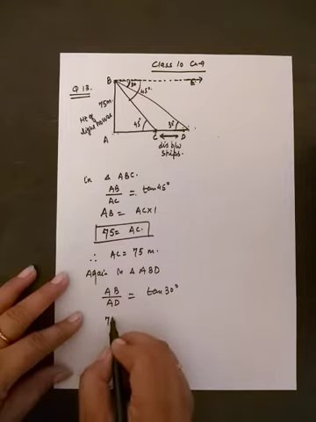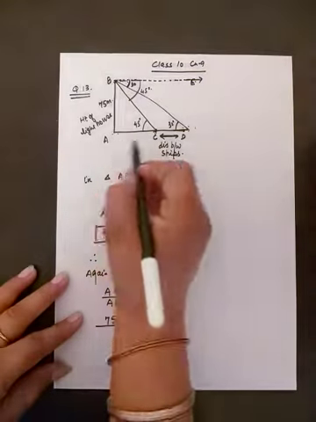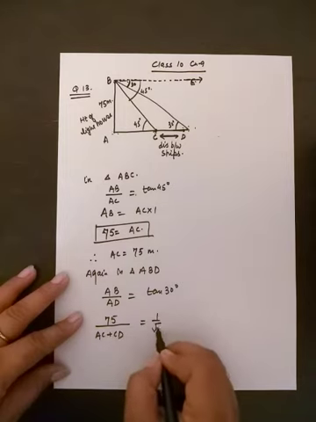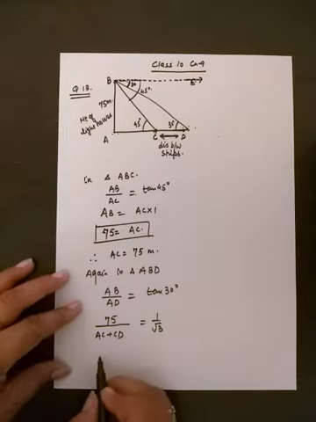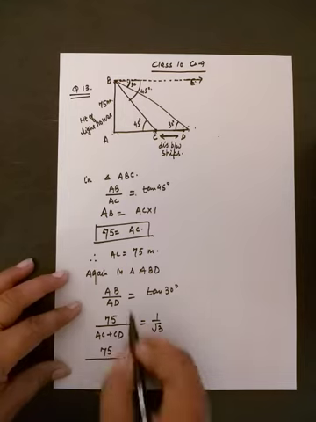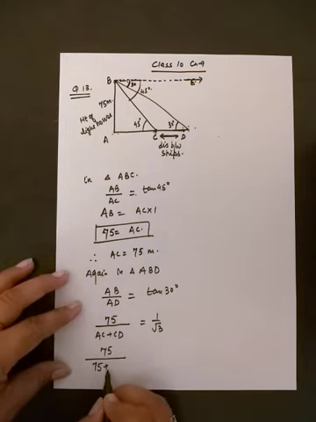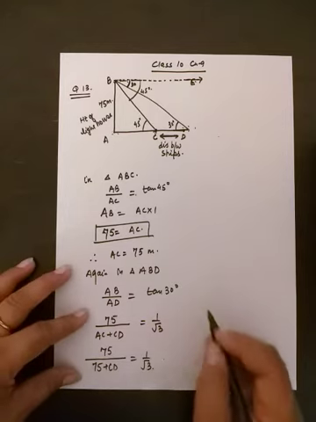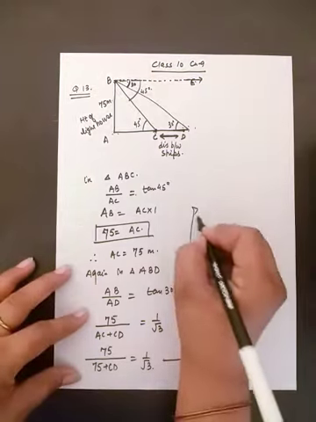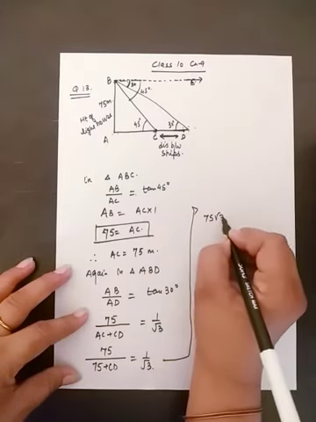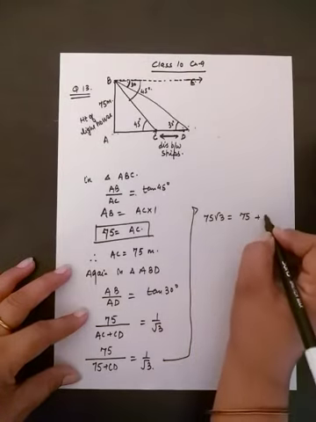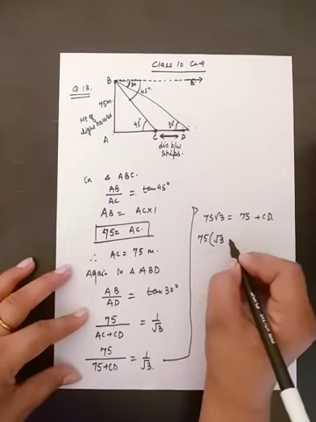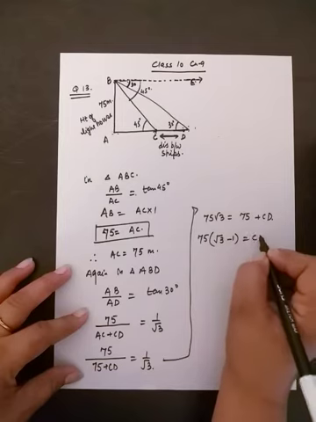Now AB is 75 and AD can be split into two parts as AC plus CD, and tangent 30 is 1 by root 3. So we can write it as 75, and AC is also 75 plus CD is equal to 1 by root 3. On cross multiplication we get 75 root 3 is equal to 75 plus CD, or we can write it as 75 into root 3 minus 1 is equal to CD.